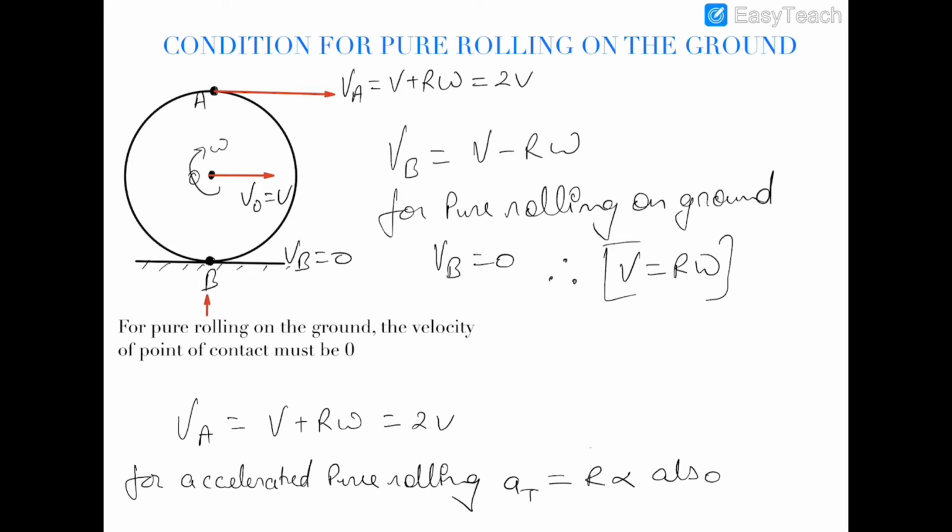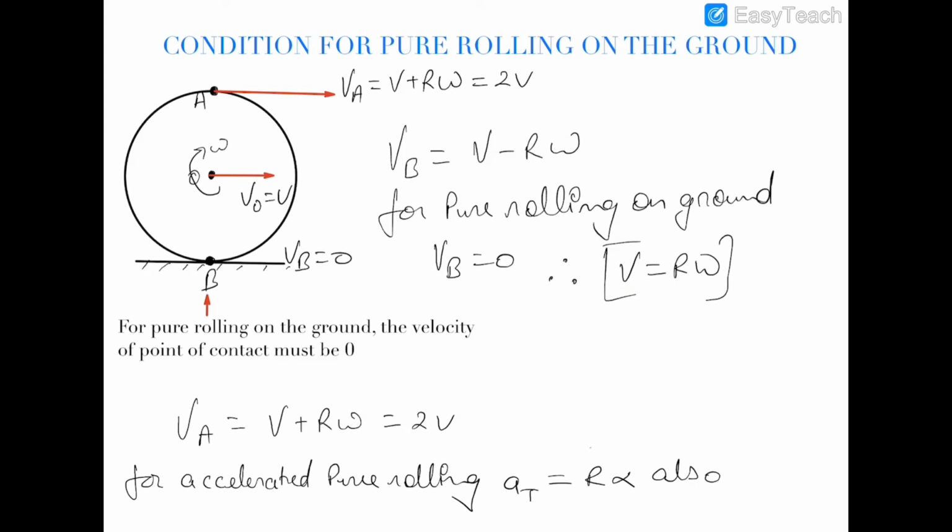So if we consider the velocity of point A, which was v plus r omega, and now we know that for pure rolling v and r omega are equal, then if we substitute the value of r omega in this equation, the velocity of A would be 2v and the velocity of point O would be v. So this is the condition for pure rolling on the ground, that v should be equal to r omega.